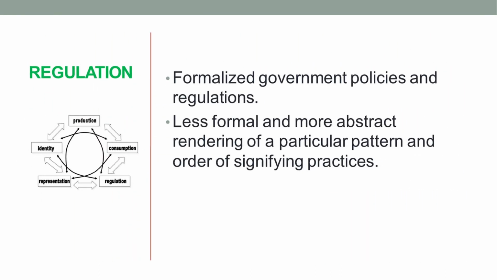Last part is regulation, fifth component. The process of regulation can be studied in two interrelated forms. Firstly, the formalized government policies and regulations. Secondly, the less formal and more abstract rendering of a particular pattern and order of signifying practices, so that things or representations relating to this industry appear to be regular or natural. From the term itself, we can understand regulation means some conditions.